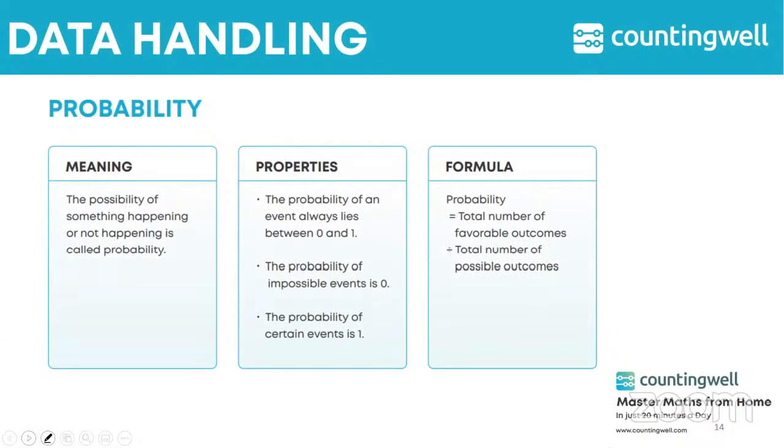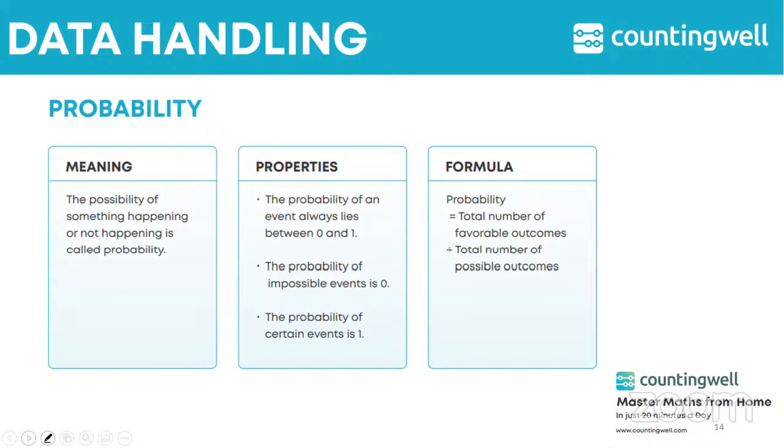So these terms are nothing but included under probability. So probability is nothing but possibility of happening something or not happening. And the properties are, probability of an event lies always between the value 0 and 1. That means we cannot have probability value as 2, 10 and so on. It always lies between 0 and 1.